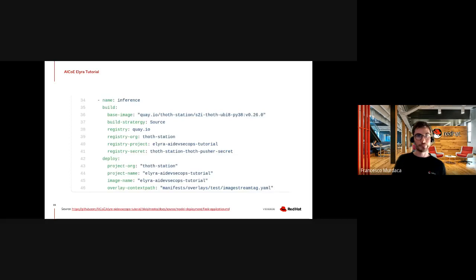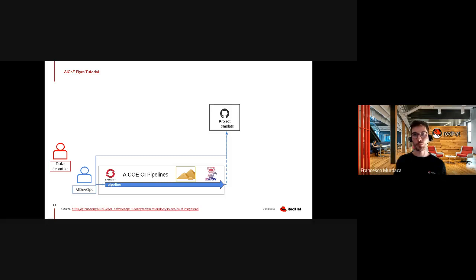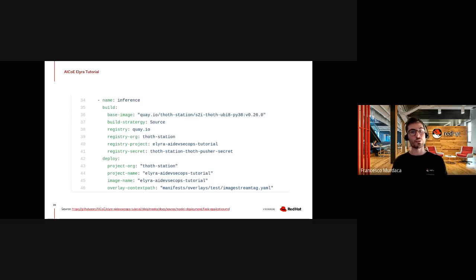How the AICoE pipeline knows where to push, what environment to use, and all this kind of information will be stated in the AICoE YAML file. And the template, as I mentioned, is something that you will already find in your project. So you just need to adapt it to your needs. If you want to push to some specific registry, if you want to build the image, or also there is the possibility to deploy, everything will be handled by the pipeline itself.